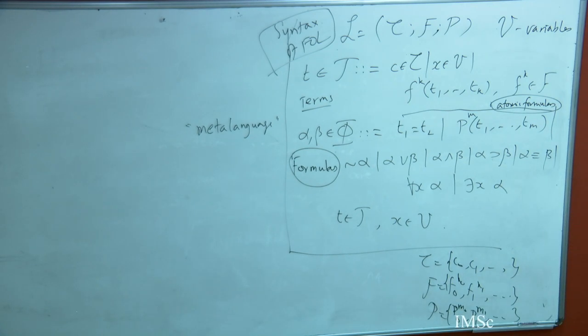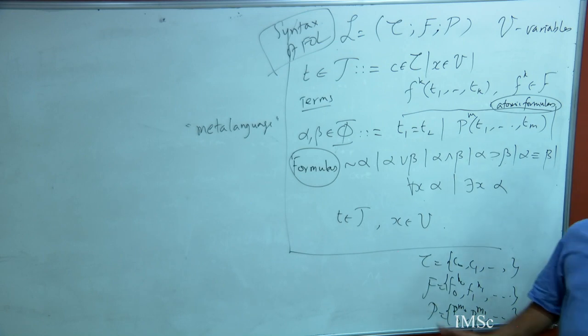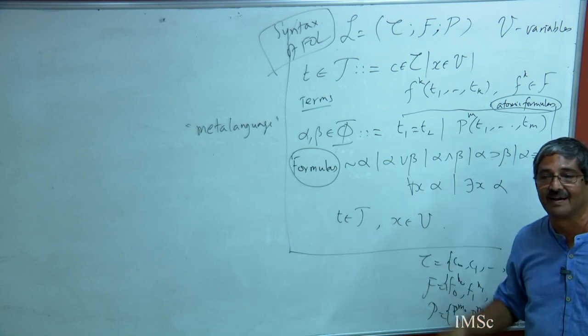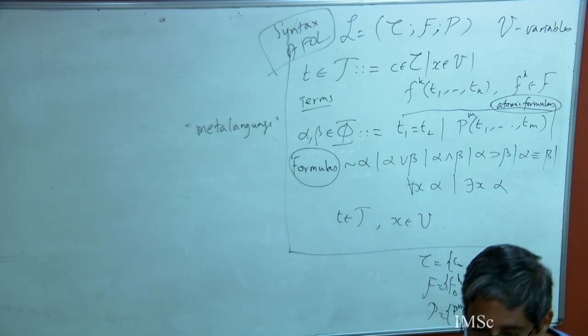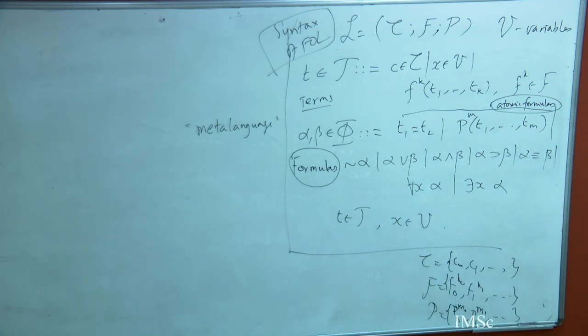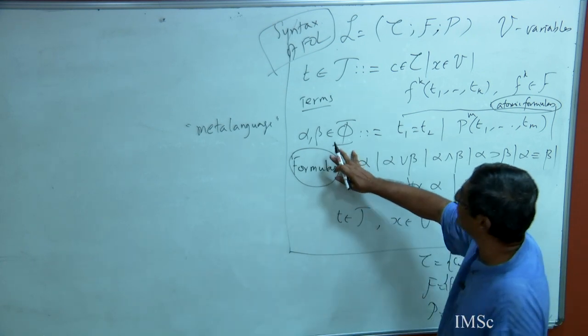Okay. In computer science, there is this logic programming where logic programming languages delight in doing all that as part of the language. Yeah? Okay. So, I must say... What is this big phi symbol? Alpha, beta, phi. Yeah, this is the set of all formulas of the language.